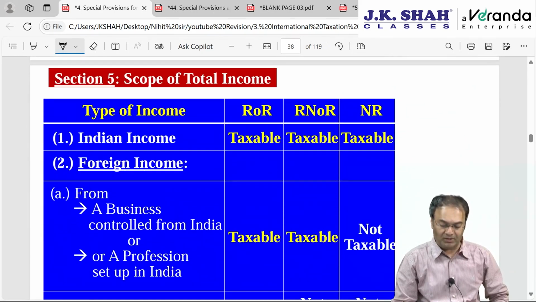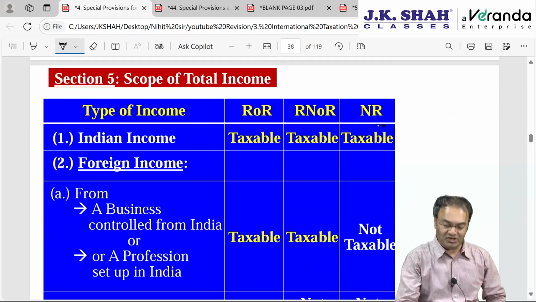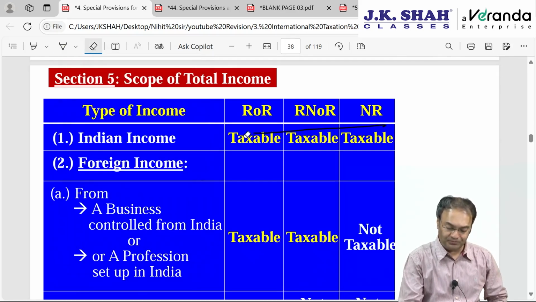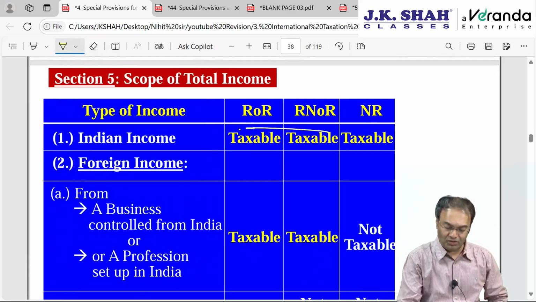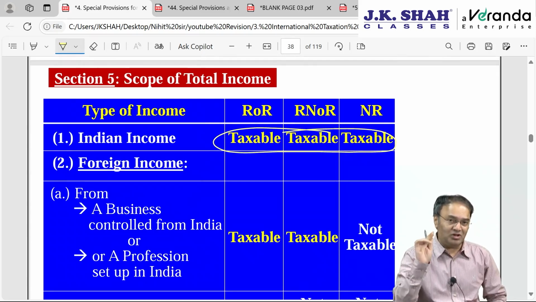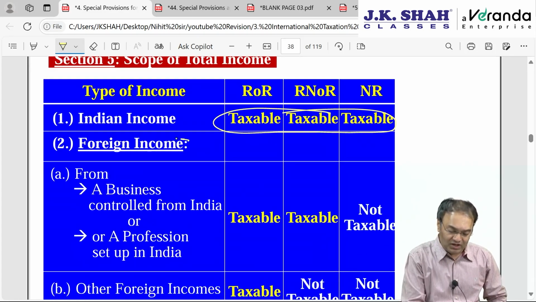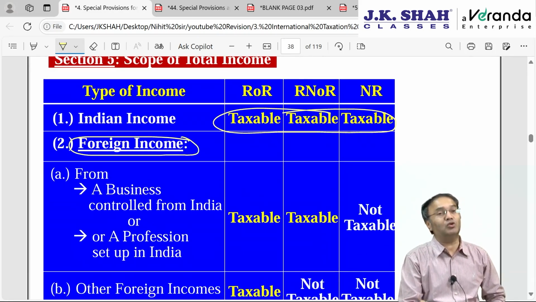Okay. Now once decided which income is Indian income, which income is foreign income, then the next point is scope of total income. So Indian income is always taxable for all three, irrespective of residential status, right? That we have understood. The table which we have studied a long back at Inter CA, triple T, double T, single T, that table. Now as far as foreign income is concerned, we divide them into two categories.